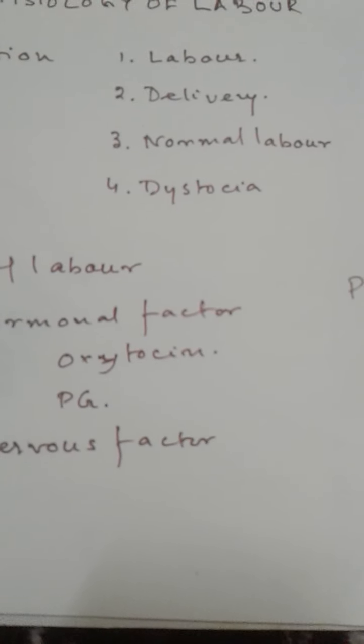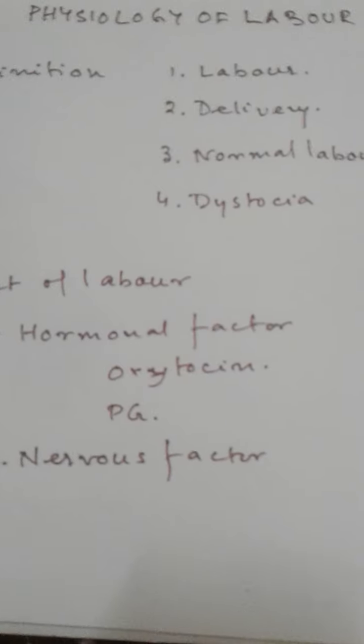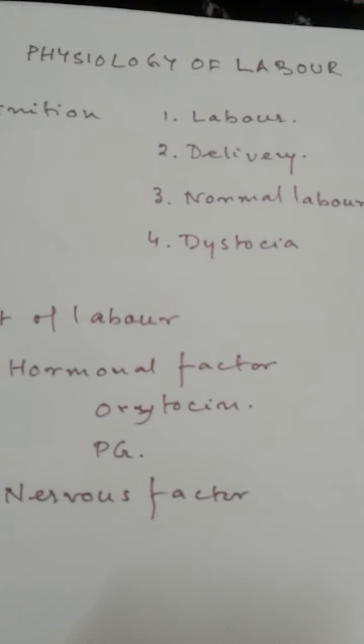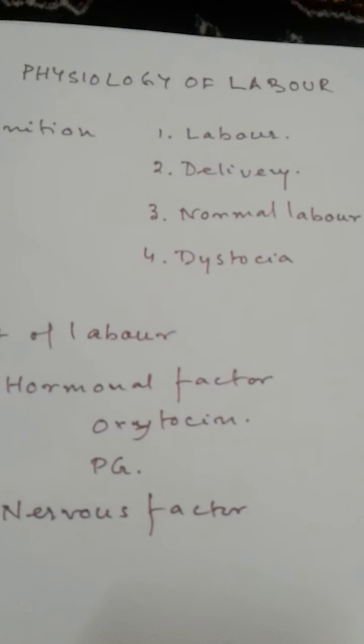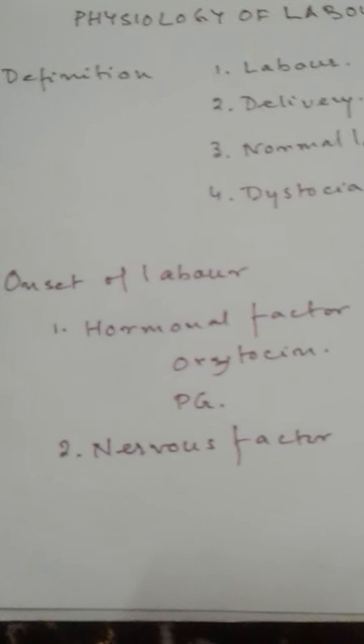What is dystocia? A difficult labor which refers to a labor not progressing satisfactorily with possibly undue consequences to the mother and the fetus. Now, onset of labor.